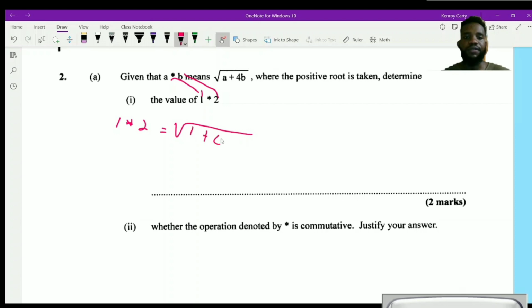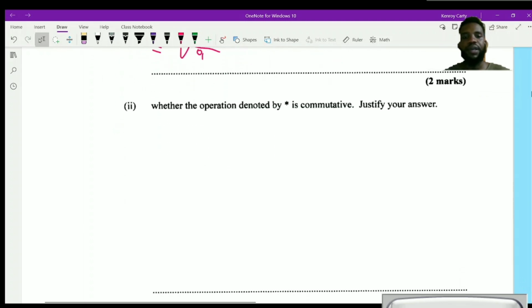So I'm going to have the square root of 1 plus 4 times b, and b is 2. 4 times 2 is 8. 8 plus 1 is 9. And that is going to give me 3. All right. So technically speaking, that's exactly what I get. So I just simply use a comparison. Look at what is in the same position as A, and you replace A by it. Look at what is in the same position as B, and you replace B by it. And that's it. All right, whether the operation asterisk is commutative, justify your answer.